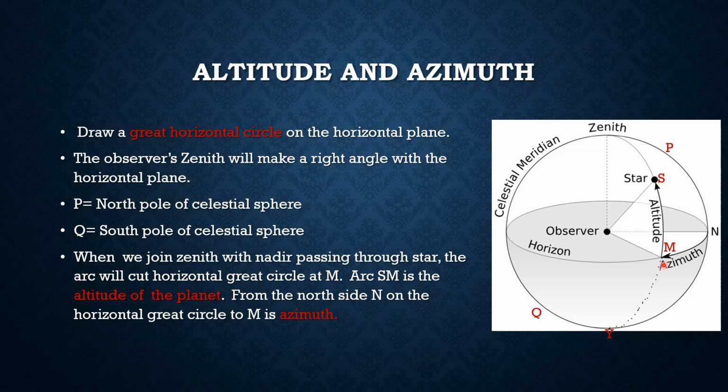And from the north side, if you see from north along the horizontal great circle, when you come till M, this distance is azimuth. So from M to S, you get altitude, and from north towards M, you will get azimuth.